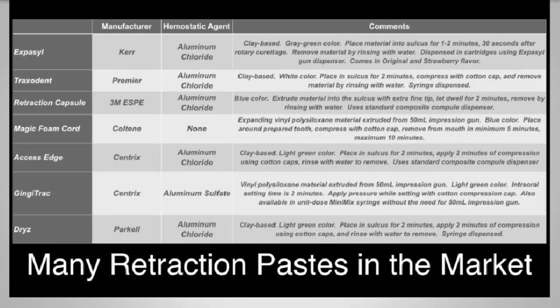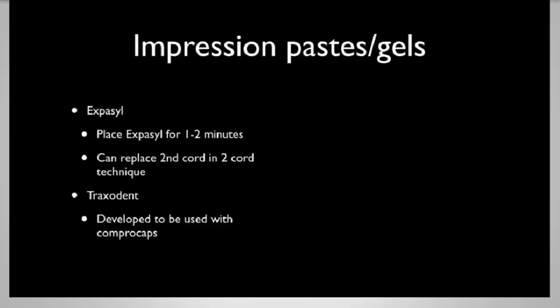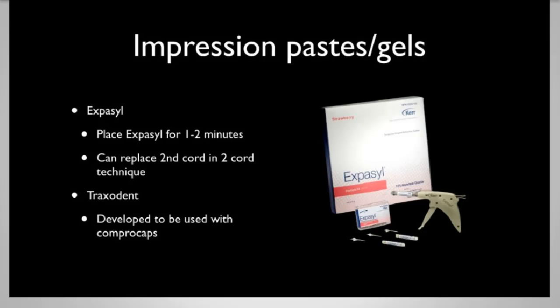Now, I do believe that impression paste, I think, is a reasonable choice to replace the second cord in the dual cord technique. So if you want to use a product like Expasil or Traxident, I think that's reasonable to do. Go ahead and place your initial retraction cord with the hemostatic solution, rinse that off, and then introduce some kind of a paste system for the coronal portion that can then be rinsed out. I think that's a reasonable process to be able to do.